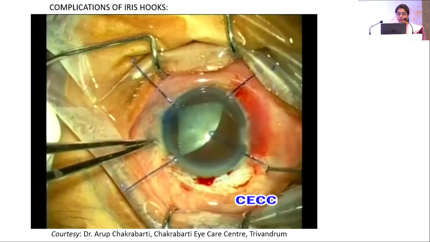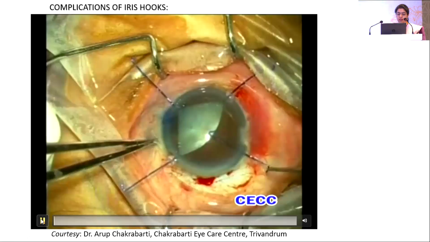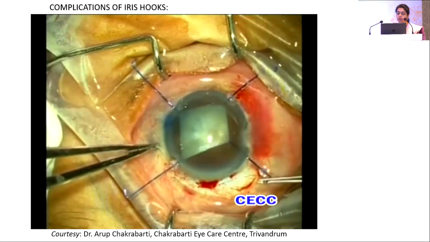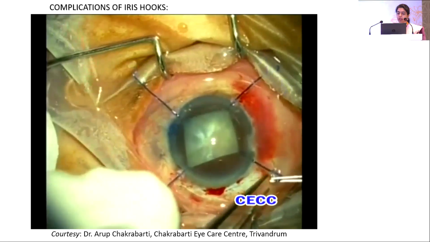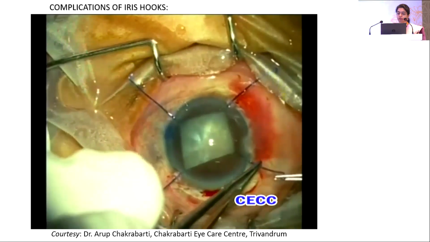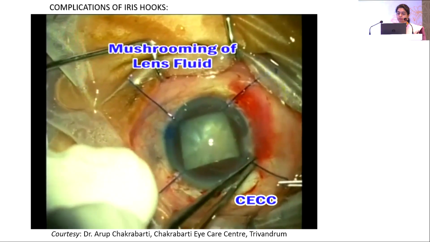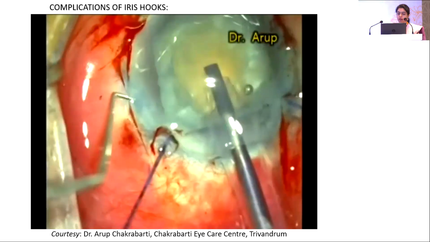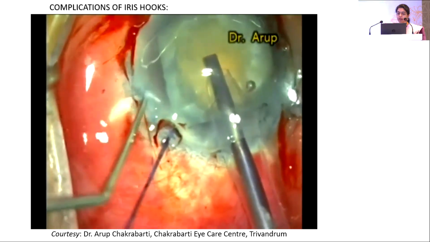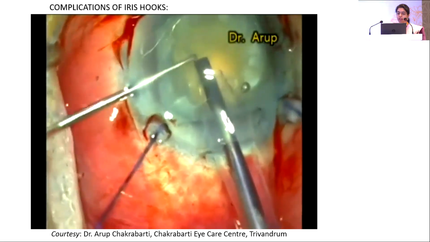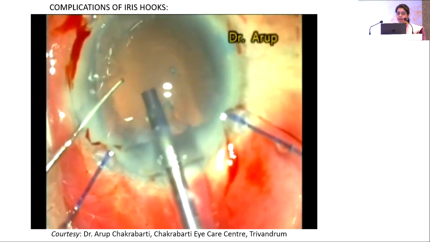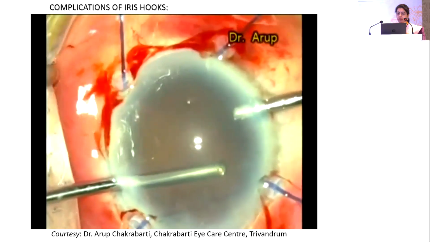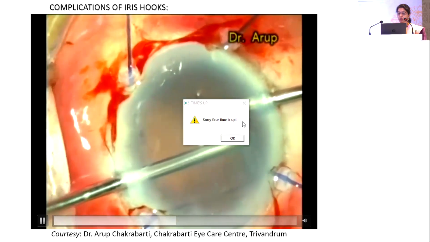Complications of iris hooks. Iris hooks should be inserted and removed very, very meticulously. Here you see the iris hook has caused a puncture in the anterior capsule, and there is mushrooming of lens fluid. Here again, see the iris is tented in a square configuration, and the sharp chopper has hit the iris, and then you see there is bleeding, and the entire surgery gets complicated.